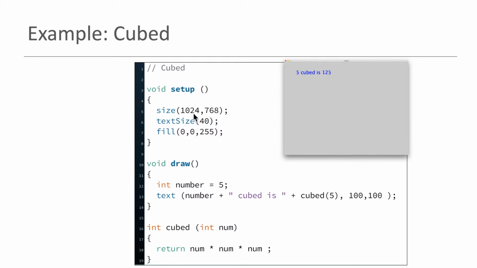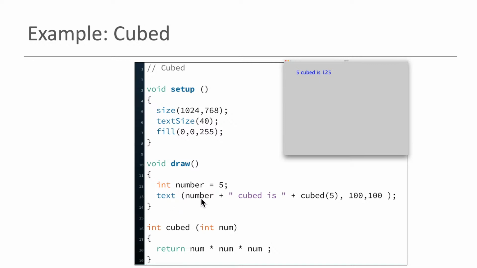So our size, 1024 by 768. The text size is set to 40. It's effectively the font size. Text size is how we do that. Fill is set to blue. And having done that, we then call the draw method. Inside the draw method, we're initializing number to be 5. And then we've got a text message, outputting to the display.